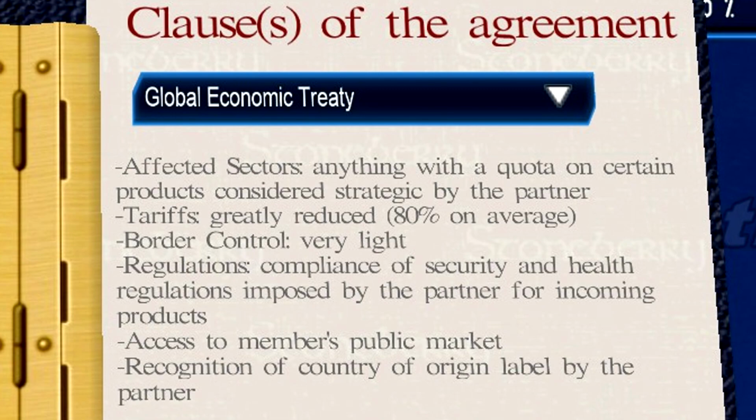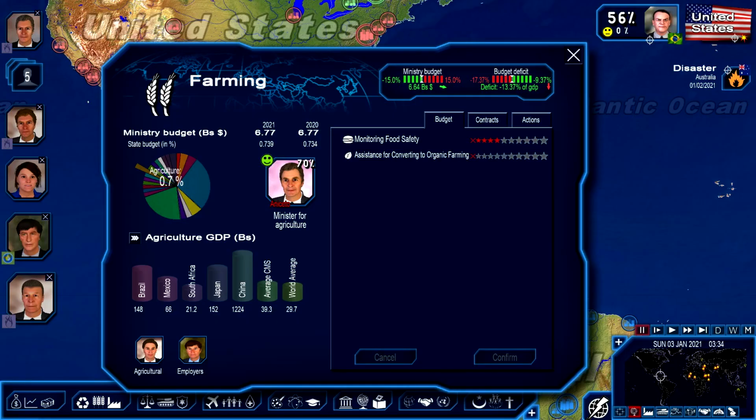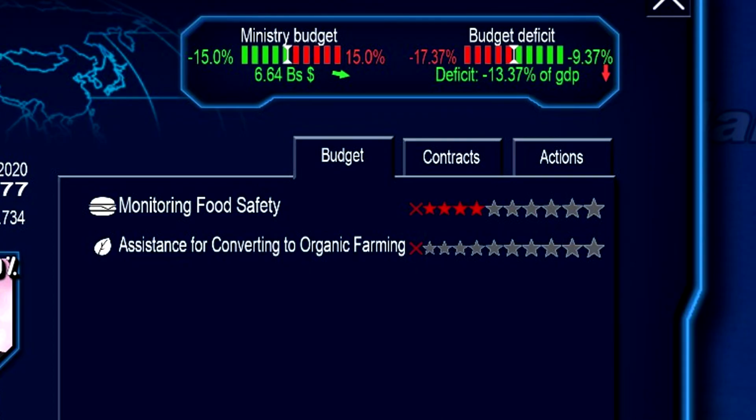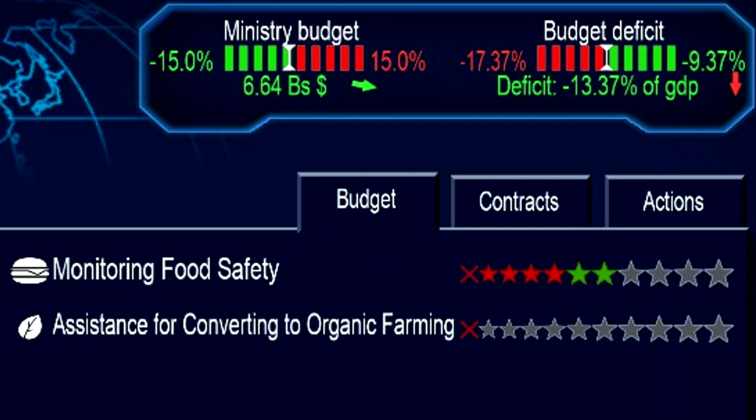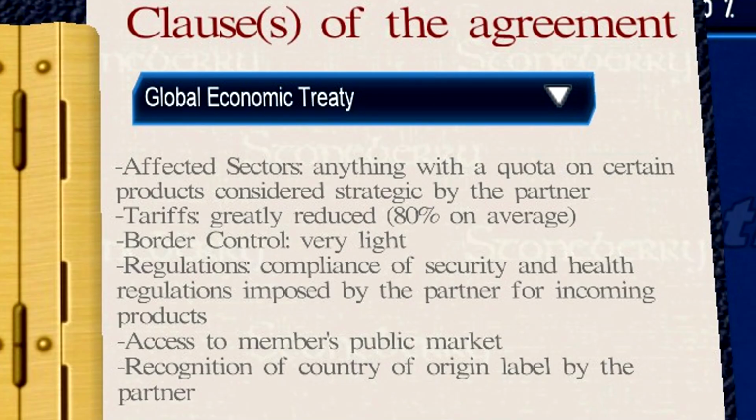Regulations are now a factor in this treaty, with compliance of security and health regulations imposed by the partner for incoming product. This essentially means that your food safety funding needs to be adequate, meaning that it needs to be more than 5 stars. Next is access to the member's public market, which essentially means that any sector can be accessed in this agreement. Lastly, the recognition of country of origin label means that any product that comes in or goes out of your country under this agreement is recognized by the partner.